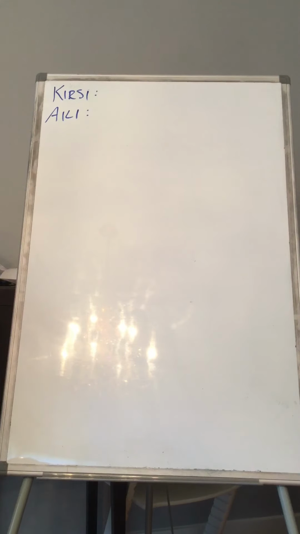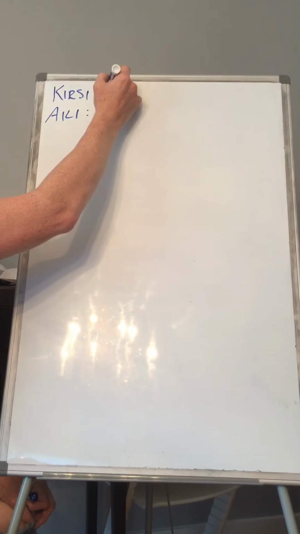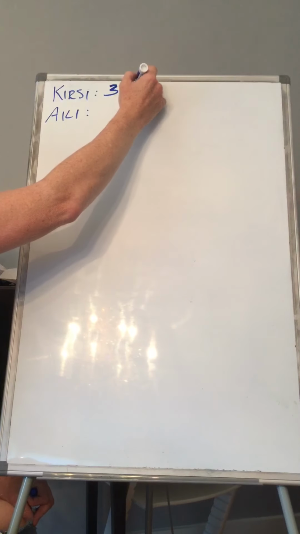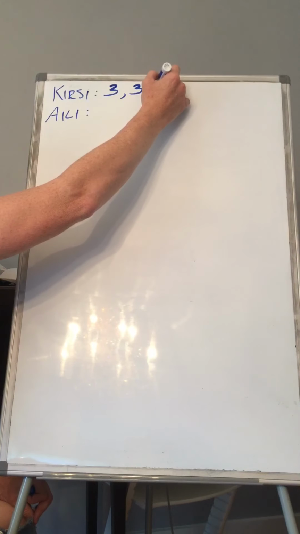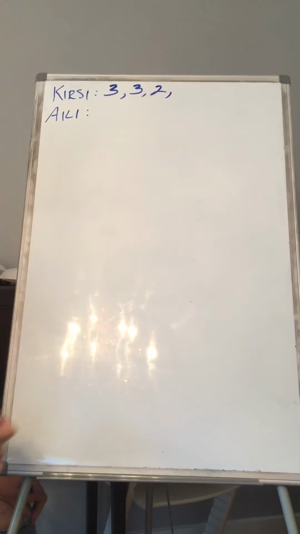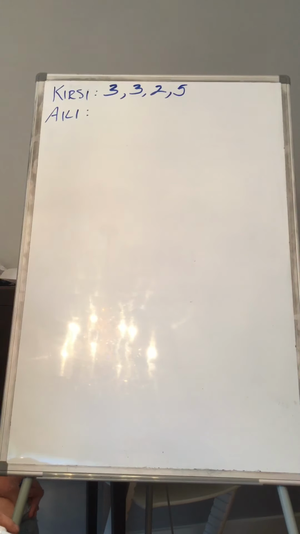So this weekend we had pizza every single night. We had pizza Thursday night, pizza Friday night, pizza Saturday night, and pizza Sunday night. And this is the number of slices each of my daughters ate. On Thursday night, Kiersey had 3 slices. On Friday night, she also had 3 slices. On Saturday night, she had 2 slices. And last night, she had 5 slices. Very, very small mini slices.